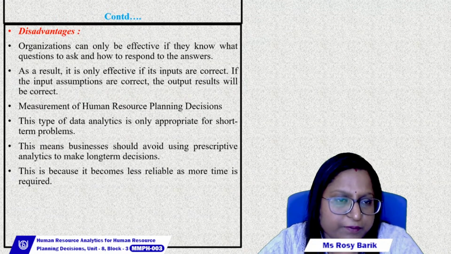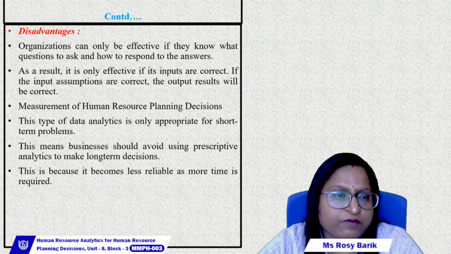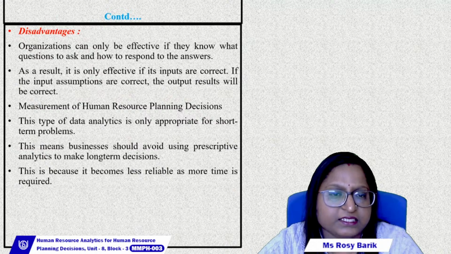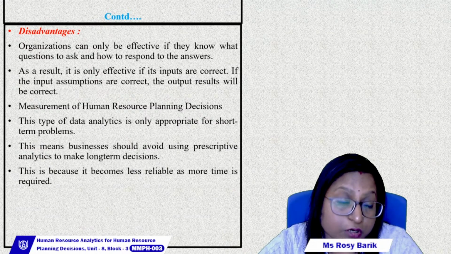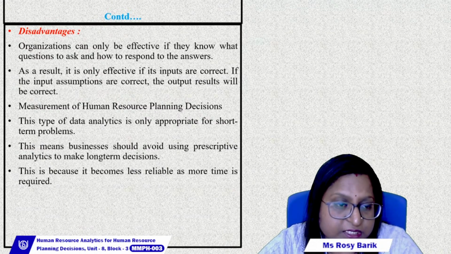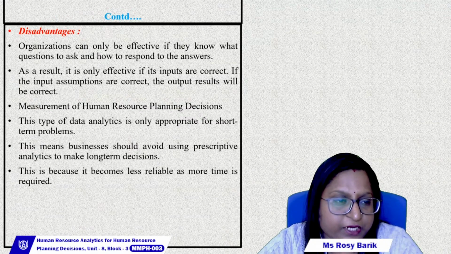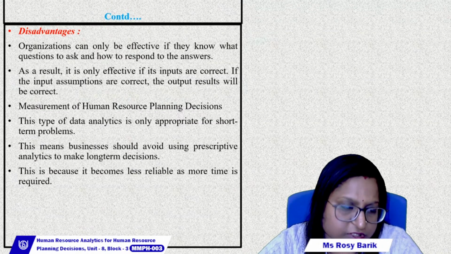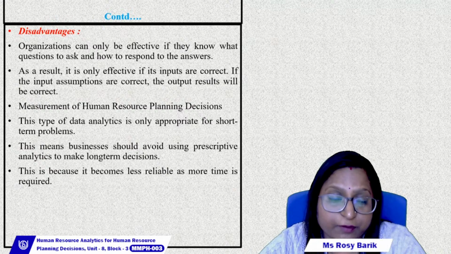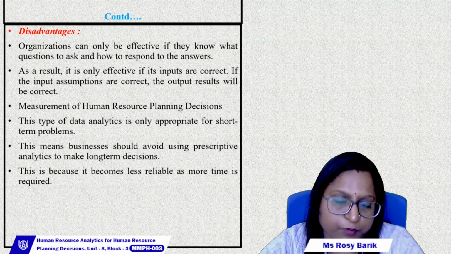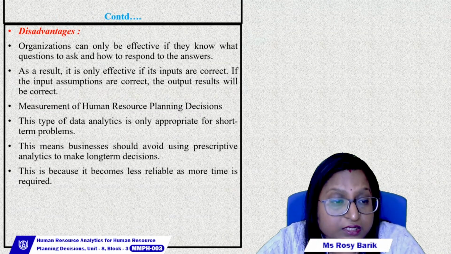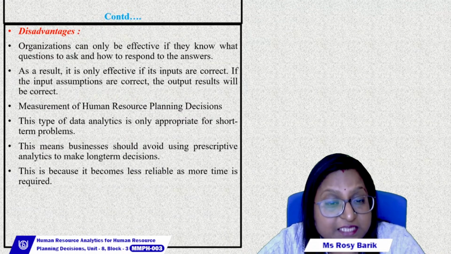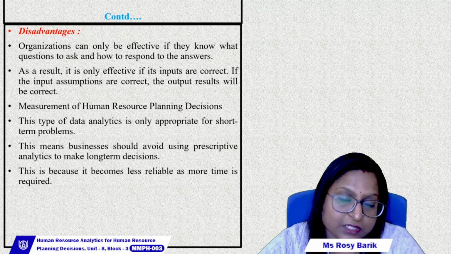In the measurement of human resource planning decisions, this type of data analytics is only appropriate for short-term problems. This means businesses should avoid using prescriptive analytics or predictive analysis to make long-term decisions. Obviously, it is a kind of prediction that employees are giving. This is because it becomes less reliable as more time is required.